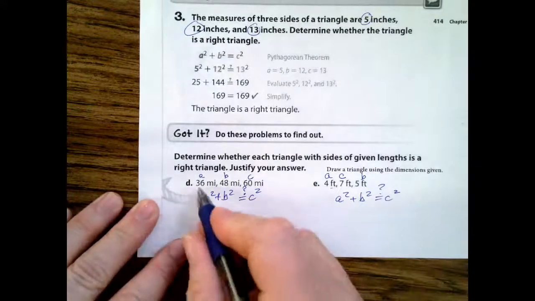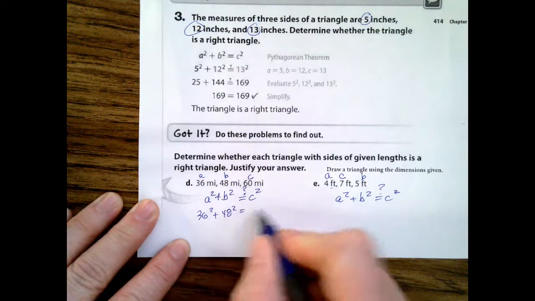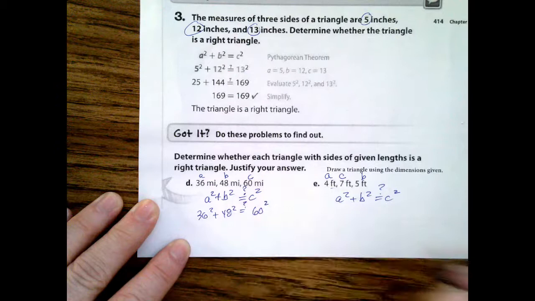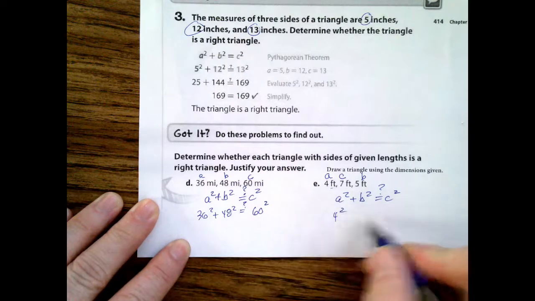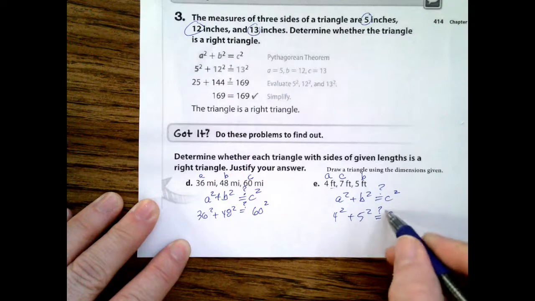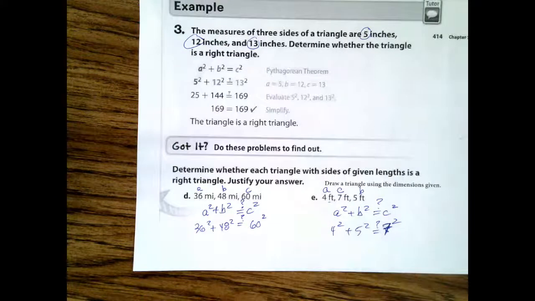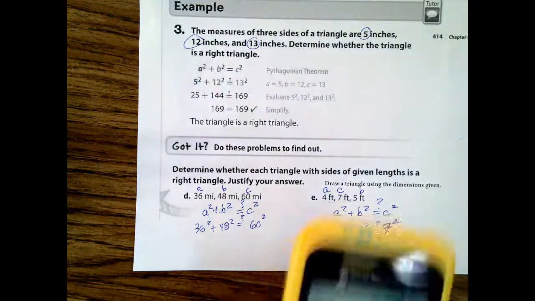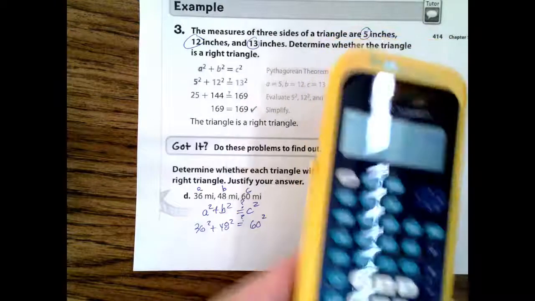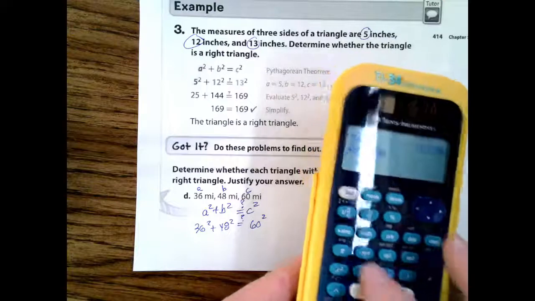And we'll pop this in. 36 squared plus 48 squared. Does that equal 60 squared? We'll find out. And this one we put 4 squared plus 5 squared. Does that equal 7 squared? 7 squared. We'll find out. Okay. So let's take our nifty calculator. 36 squared and 48 squared and 60 squared.